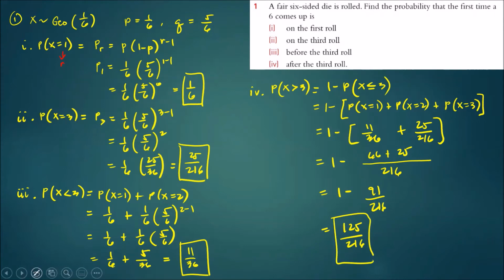So for number 1, give yourself 1 point each if you got these answers. Then let's go to number 2.